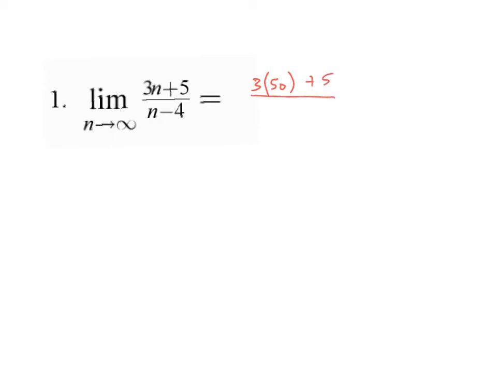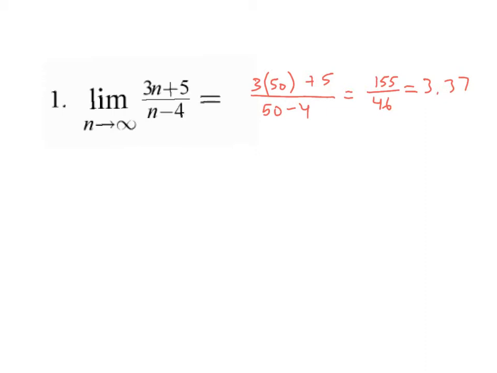it's 3 times 50 plus 5, and then you get 50 minus 4 on the bottom. This is 155 over 46. And if you use a calculator, you get about 3.37, let's say. I rounded a little bit.